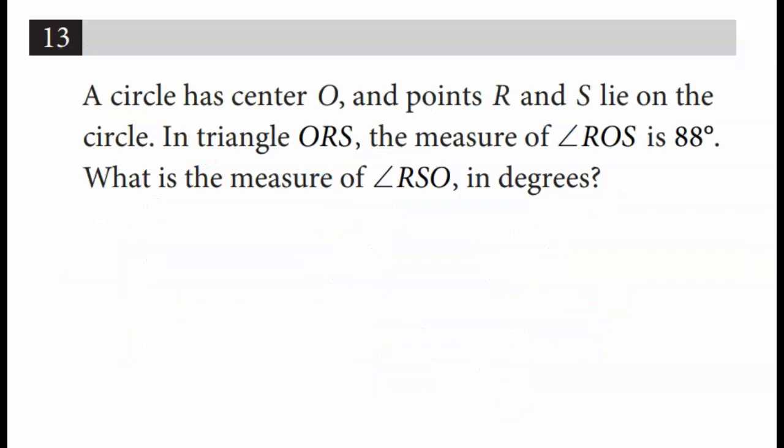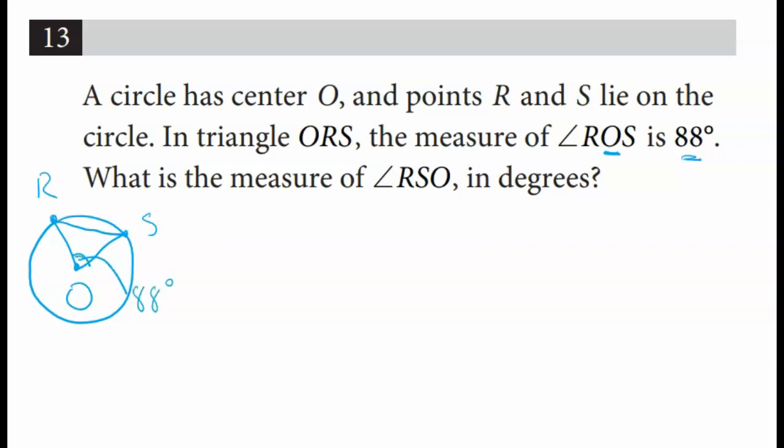All right, number 13. A circle has center O and points R and S lie on the circle. In triangle ORS, the measure of angle ROS is 88 degrees. What is the measure of angle RSO in degrees? So let's draw this out. We have a circle, and we know this is point O. And we know that R and S, so let's call this S, let's call this R, lie on the circle. And so this would form this type of triangle. And we know that the measure of angle ROS is 88 degrees. And so where this 88 degrees goes, it goes in the letter that's in the center. So we know this is 88 degrees, this angle right here.